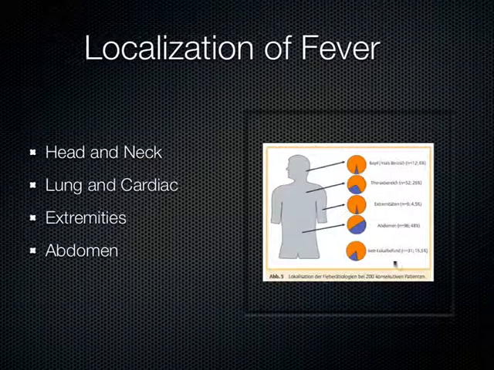This is a diagram from their article. I don't speak German, but it looks like you could go to the head or neck in about 12% of patients. They found the evidence in 26% of patients in the chest, lung or heart, and in the extremities about 4.5% of patients, and almost half the patients they found the information in the abdomen, and 15% of the patients had this. I have no idea what this means. So we're going to go through the head and neck, the lung, cardiac, extremities, and abdomen, searching for a fever.